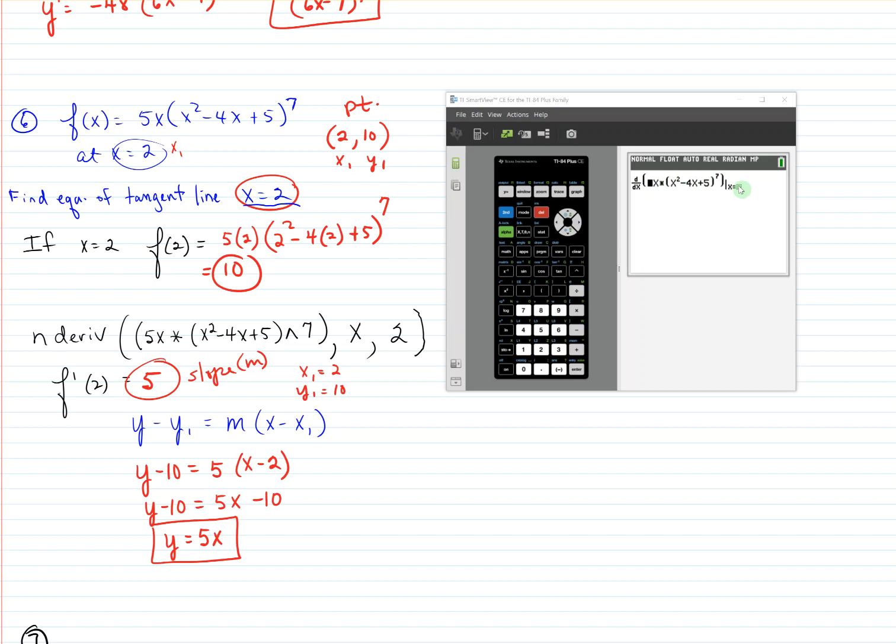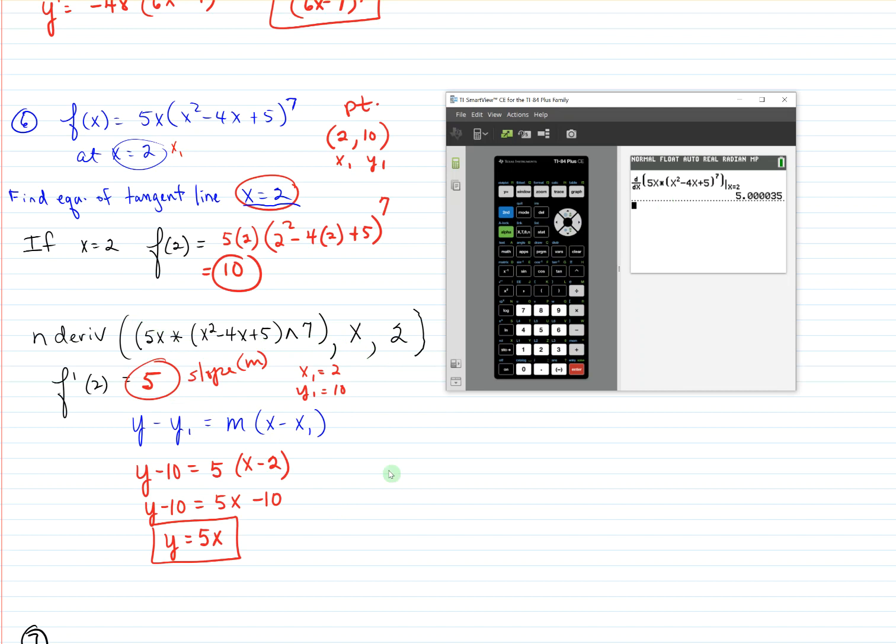And then at x equals, I've got to go all the way over. Oops, back. At x equals 2. All right, and then we'll hit enter, and we get 5. That's essentially 5. So that's what we did here. I wrote the old way. If you have an older calculator, you'll have to hit Math 8, you'll get in deriv, and then you can put this in and comma x, comma 2, if you don't have the icon.